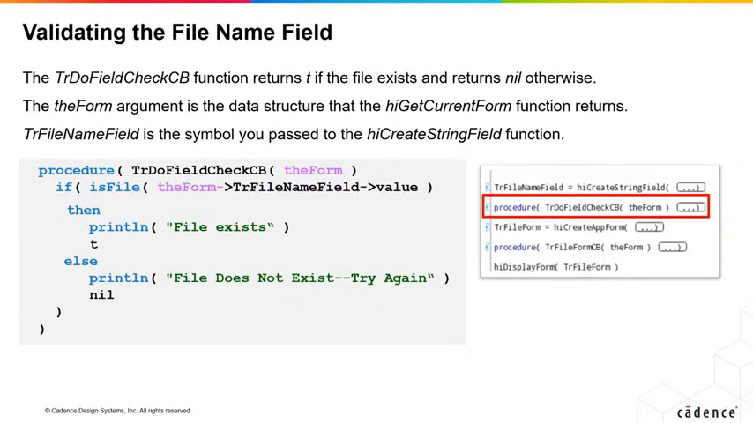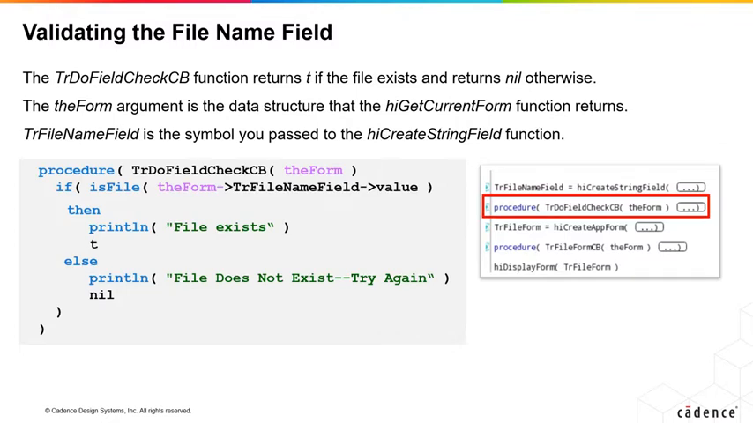Now the actual tr do field check callback function will return T if the file exists and nil if it does not. And the form argument we're getting passed is that of the HI get current form function return value. And then the file name field is the symbol we passed initially when we created the string field in our prior slides. So the overall tr do field check callback looks like this.